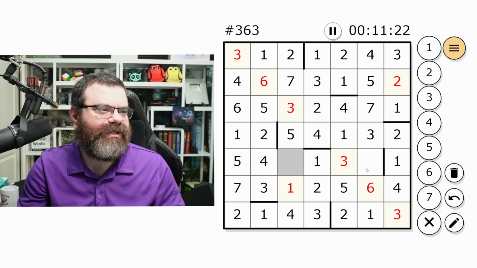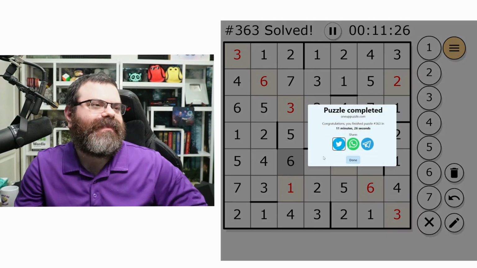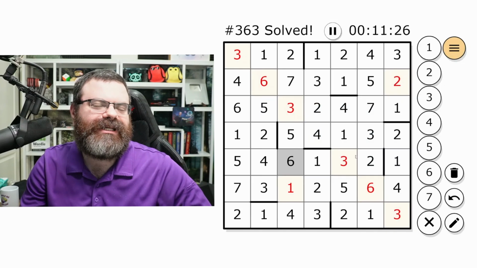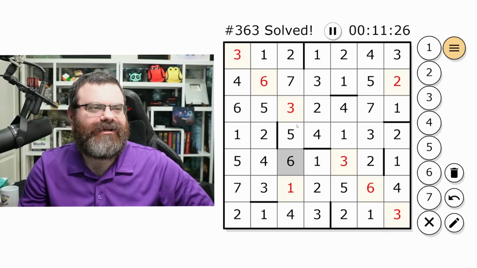I'm just going to look at the row. We need a 2, which has to go here because we had this 2 here. And we finish with a 6. There we go. We filled every single cell. We finished in 11 minutes, 30 seconds. Would have been way faster without explanations.